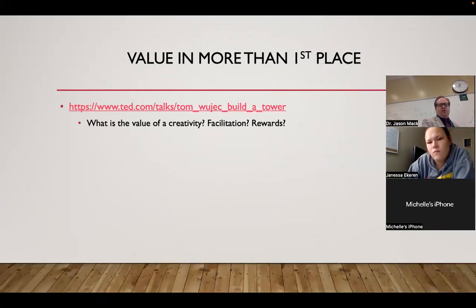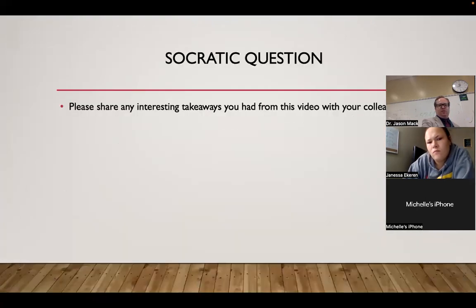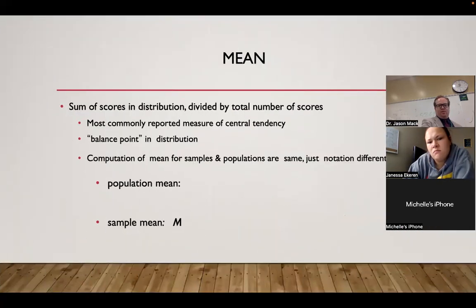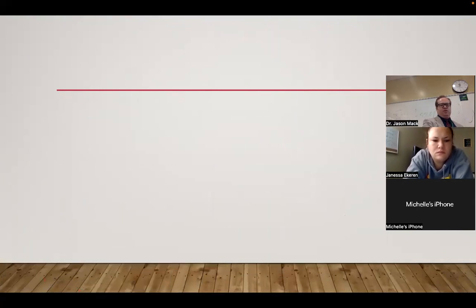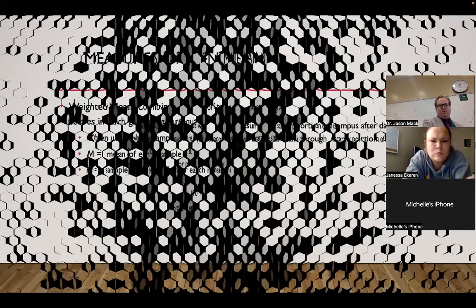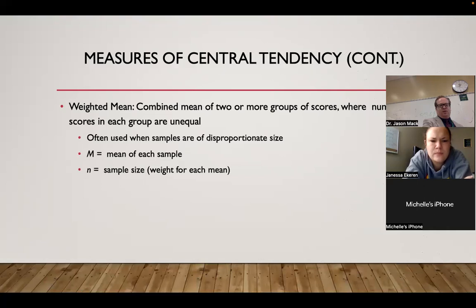I think we already saw that. And I feel like this is, yeah. Let's do the highlights. Population mean, sample mean. Same thing: sum of the values divided by the total number of scores. Mean and a sample size weight of each mean.